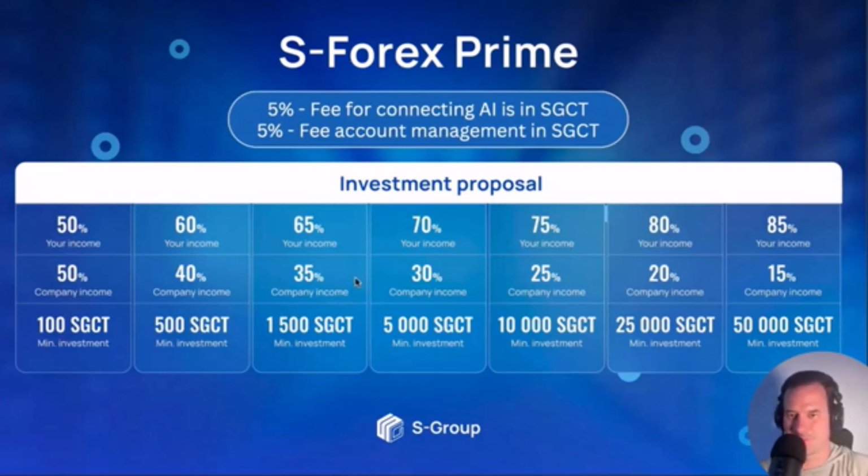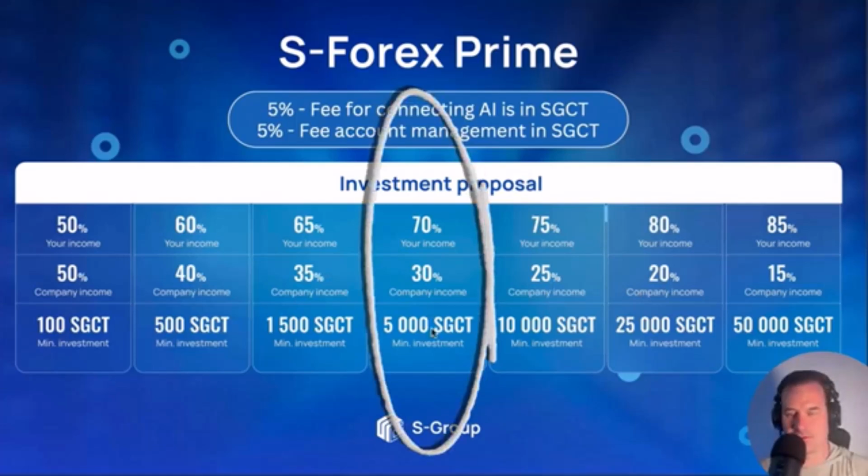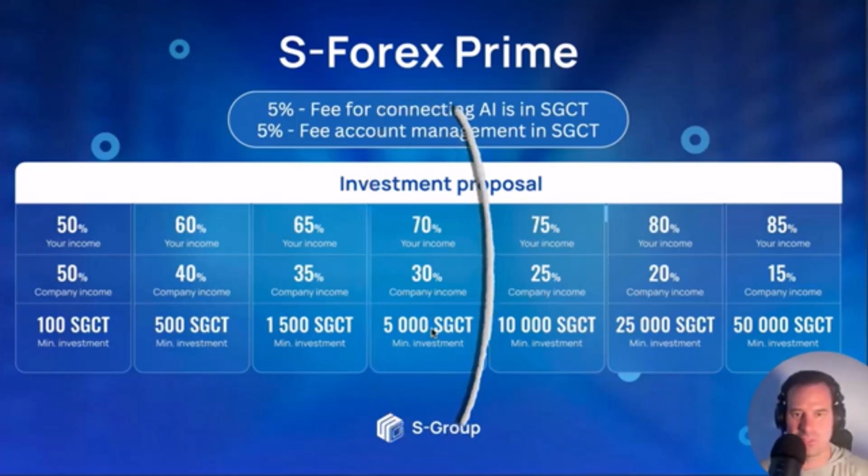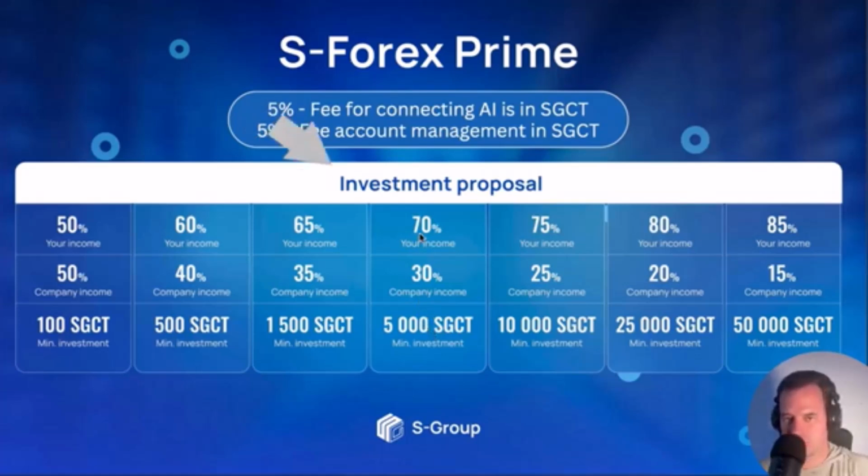So as you can see here, the more you invest, the more you're going to make of that company split. So we'll just run through a couple of these. We'll take the middle one here. With a $5,000 deposit, with a 20-80 split, you're making 70% of the profits. The company's making 30% of the profits.